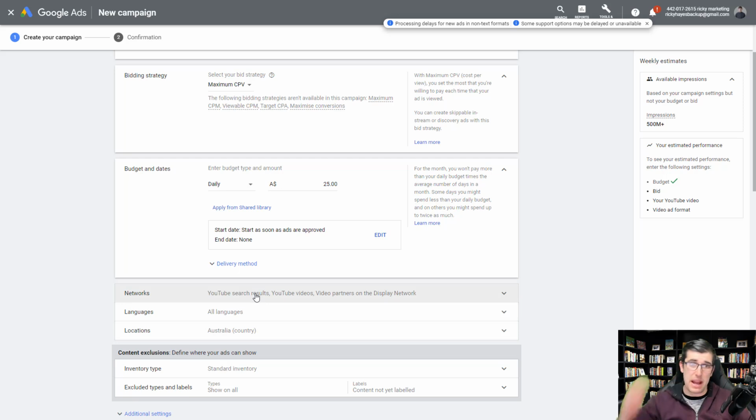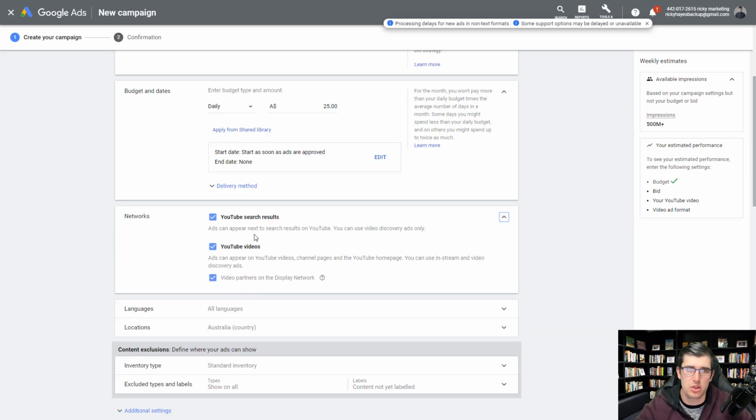It's really important as well that you have a look at the networks. We don't want search results. Ads can appear in search results. You can use discovery ads only, and you can try that, but I don't recommend it. We're going to be just running YouTube ads in stream. So we're just running ads on YouTube videos, and that's it, and not on the display partner network.